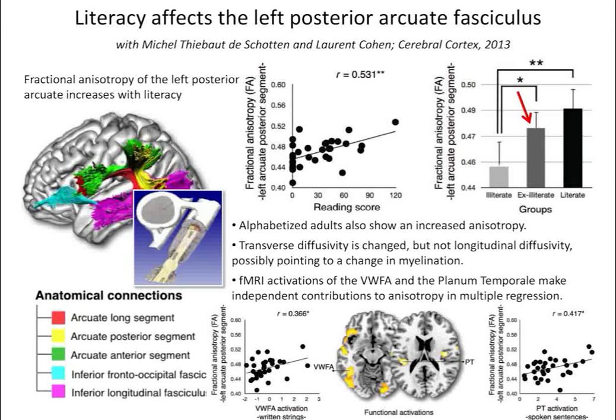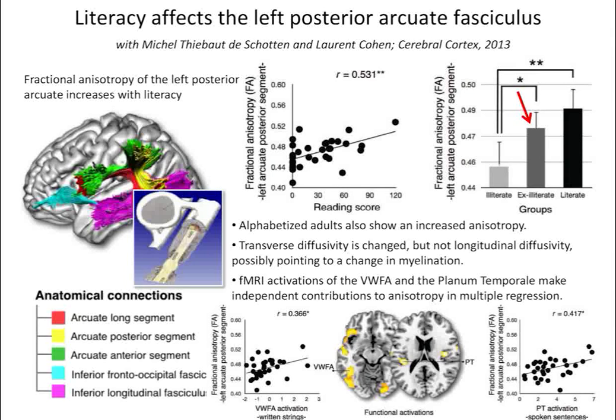Now, what could be the interpretation? We know that axons are surrounded by sheets of myelin, and most people believe that changes in fractional anisotropy may reflect changes in myelination. One factor that goes towards this interpretation is that we found a change in transverse diffusivity perpendicular to the fiber, which is exactly what would be impeded by more myelination. There is no change in longitudinal diffusivity.